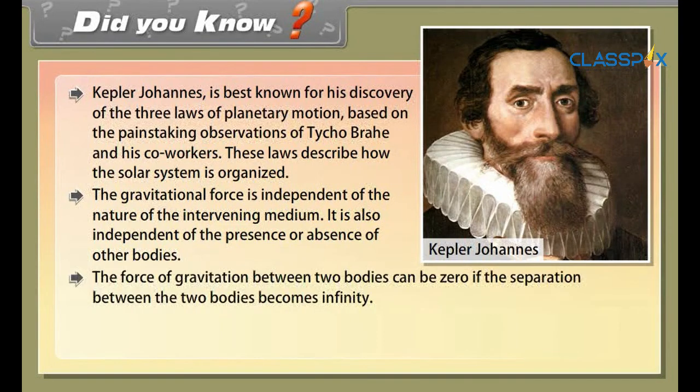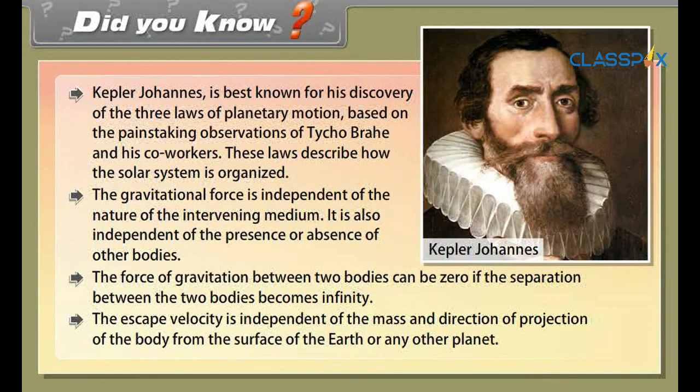The force of gravitation between two bodies can be zero if the separation between the two bodies becomes infinity. The escape velocity is independent of the mass and direction of projection of the body from the surface of the Earth or any other planet.